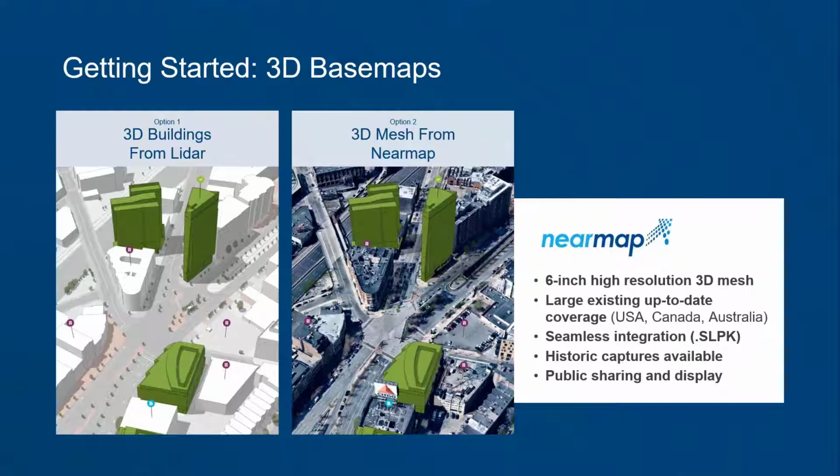Another option is to leverage content from 3D data provider, like our partner Nearmap. Nearmap provides high-resolution 3D mesh for ArcGIS Urban, with coverage in major metropolitan areas of the US, Canada, and Australia. The mesh can be hosted as the satellite base map option in Urban, and it represents existing condition for site analysis.